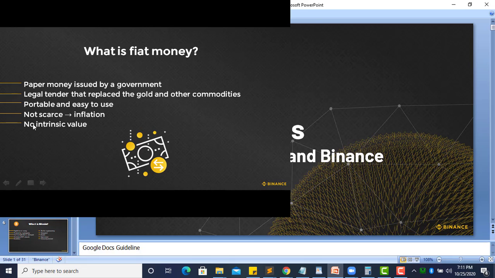So the last characteristic here, we say no intrinsic value. It means that your paper naira doesn't have any value. It is what the government says it is. If the government today says that a stone on the road is your money, that is what we all are going to believe is our money. It's not something that has any value. The government can just call anything money, and it becomes acceptable. So that's why it doesn't have any intrinsic value, unlike gold that has its own value. Your fiat money doesn't have any value except what the government says it is.